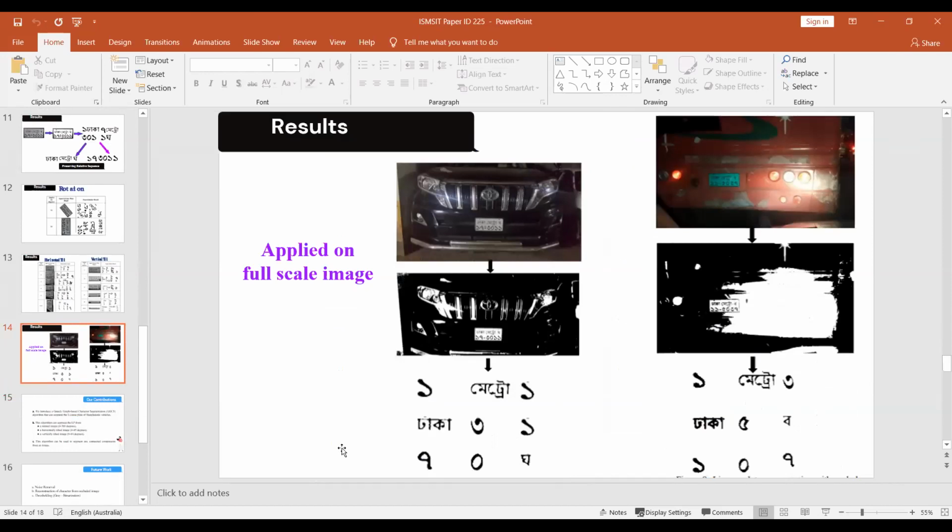We also applied the algorithm on a full-scale image and were able to segment the license plate, but here we had to do some manual cleaning, the noise removal. Otherwise it was hard. So we have a future plan to improve this algorithm so that we can do it automatically.